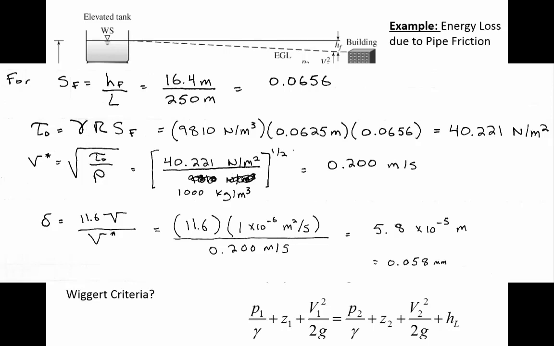So the shear stress, when we substitute in the hydraulic radius and the typical unit weight of 9810, we get a shear stress of 40 newtons per meter squared. From that, we calculate the shear velocity as 0.2 meters per second. And finally, when you substitute it into the Morrison-Wiggert empirical equation, we get that the thickness of the layer is 5.8 times 10 to the minus 5th meters.